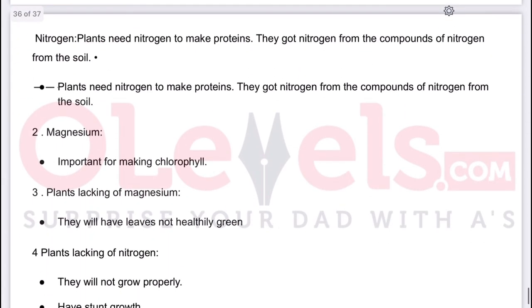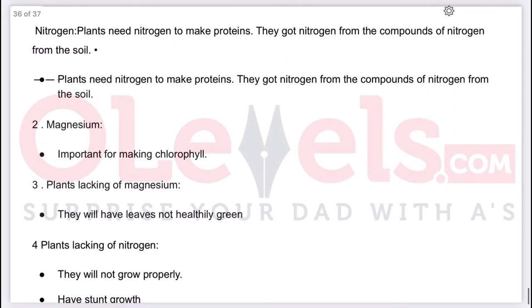Now, nitrogen. Plants need nitrogen to make proteins. They get nitrogen from compounds of nitrogen in the soil.